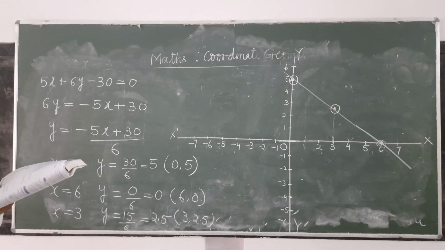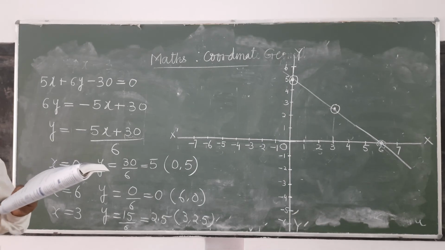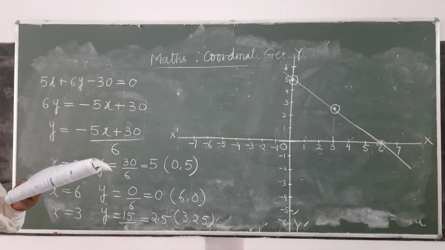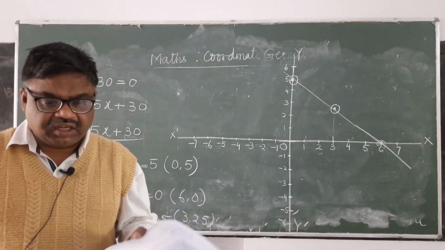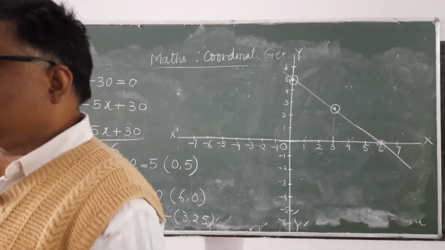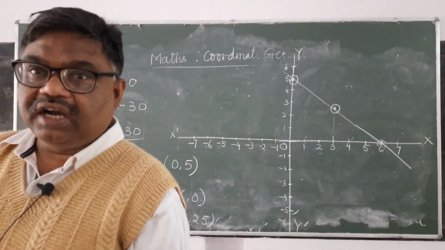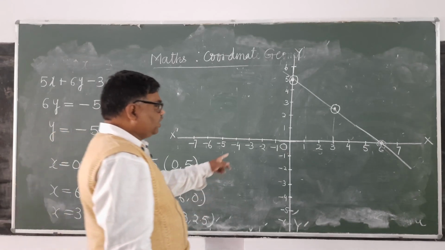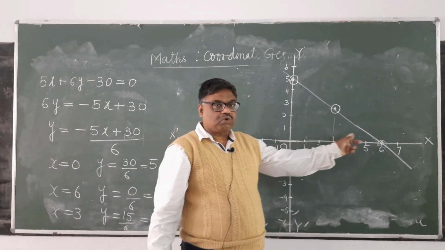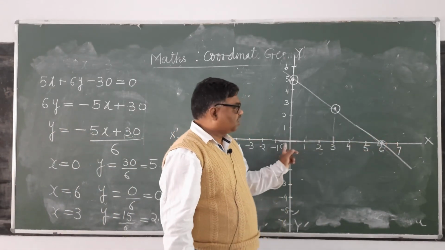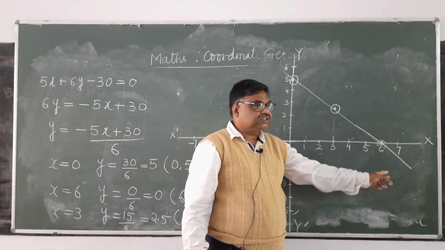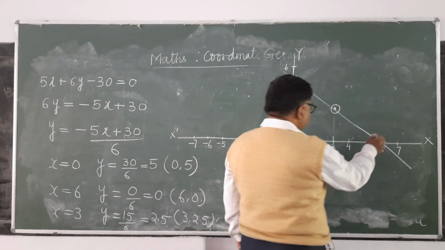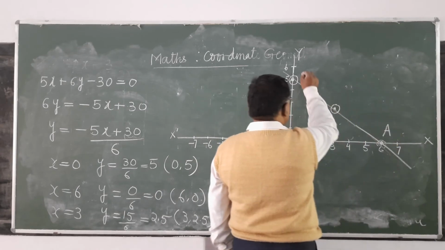Now see here, you have to find the area of the triangle formed by the line and coordinate axes. Coordinate axes are this. This is one coordinate axis, this is the other coordinate axis, and this is the line. Which triangle is formed here? You can name this triangle OAB.